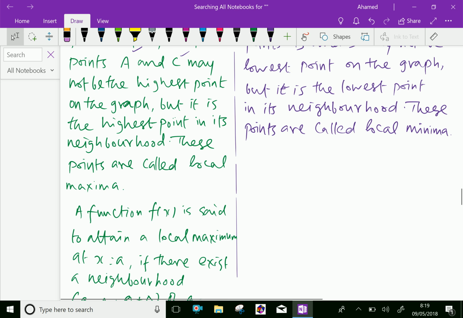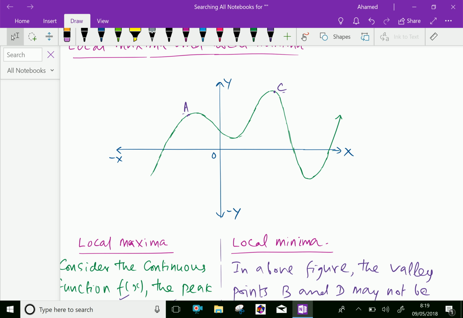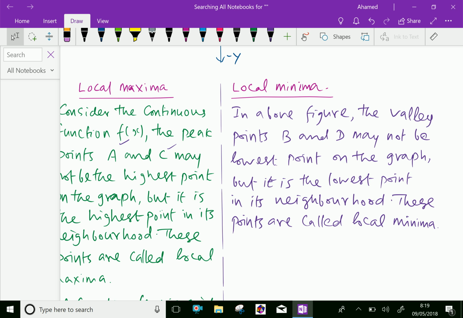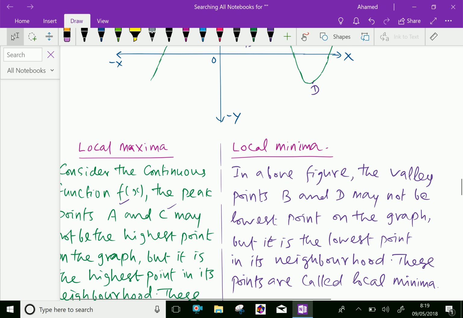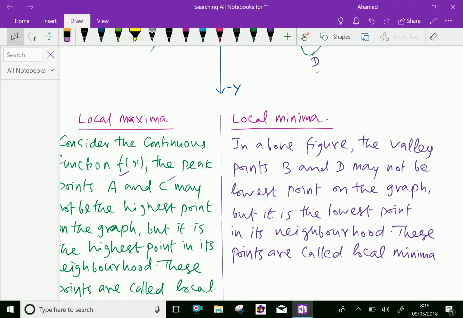Now we'll discuss local minimum. In the given continuous graph, consider the points B and D. These are local minima. In the above figure, the points B and D, here and here, may not be the lowest point on the graph, but each is the lowest point in its neighborhood. These points are called local minima.